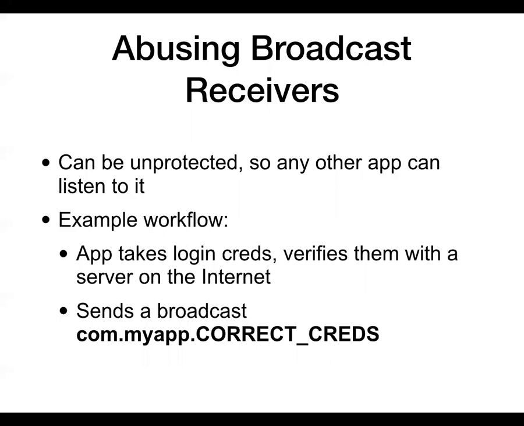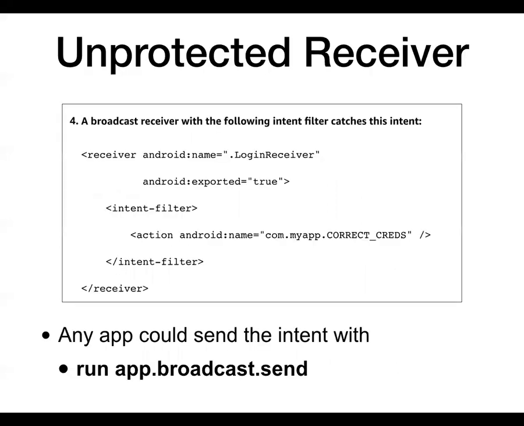This is how the San Francisco parking meters worked. So then the app designer writes this thing to have a login receiver, which is exported. So signals can come in from the outside, and they wait for this signal that says correct creds. The problem is, of course, I can just make an app that sends the correct creds message without bothering to check the creds first. And that's what happened with the San Francisco parking meters.